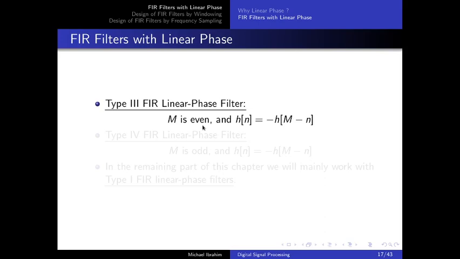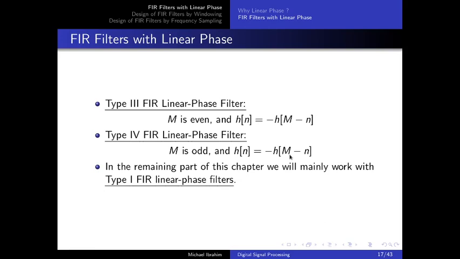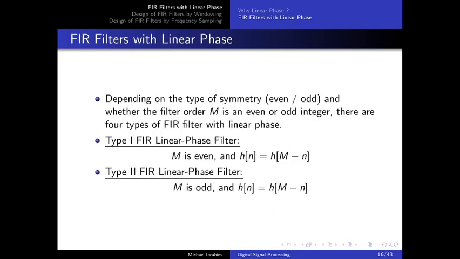But if m is even and h of n is equal to minus h of m minus n, this is called type 3 linear phase FIR filter, and type 4 when m is odd and h of n is equal to minus h of m minus n. In the remaining part of this chapter, we will mainly work with type 1 and type 2 FIR filters. And in the exam, I will be asking you to design a type 1 filter or type 2 filter with linear phase. So keep in mind, if it's type 1, you need to keep m even. If it's type 2, you need to keep m odd. And m is equal to 2 alpha, alpha being the slope of the linear phase we need.